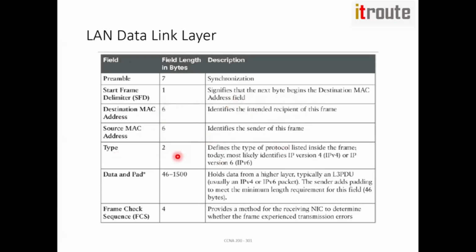Type field, we have 2 bytes. It defines IPv4 or IPv6 packet types. Then the data field, we have data information, minimum 46, maximum 1,500 bytes it can hold. And the frame check sequence provides a method the receiver needs to determine whether the frame experienced transmission errors.